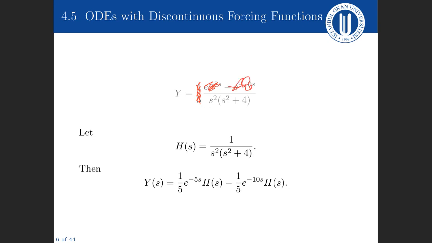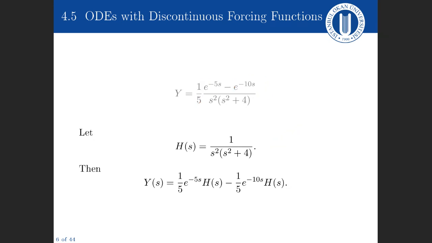And let's suppose instead it's just 1 on the top and s squared plus 4 on the bottom. This is the function we're going to be looking at. Let's call this the function h. Then we have that capital Y is, putting the numbers and the exponential functions back in, 1 over 5 e to the power minus 5s capital H minus 1 over 5 e to the power minus 10s capital H.